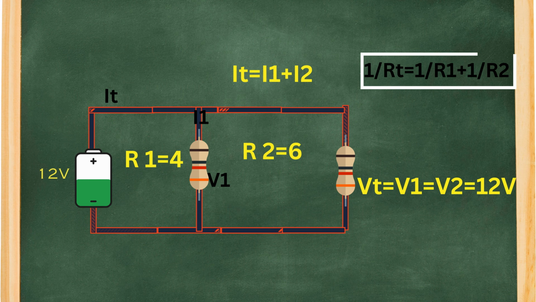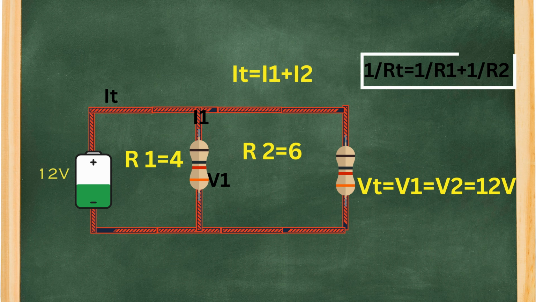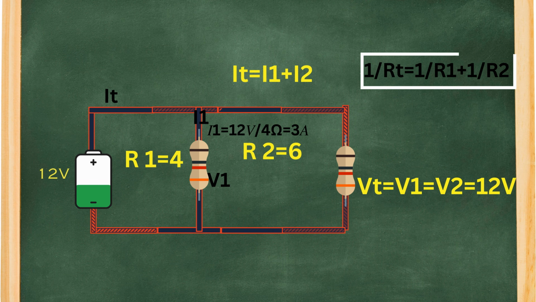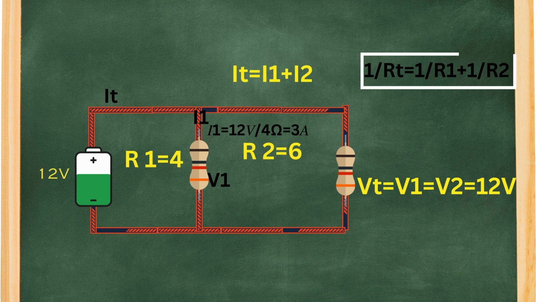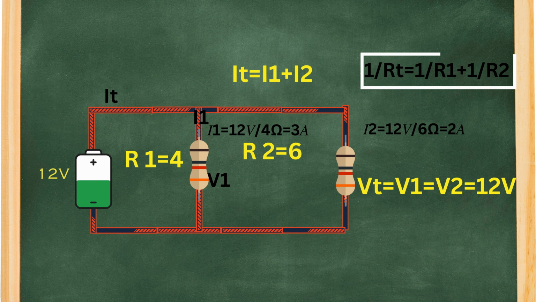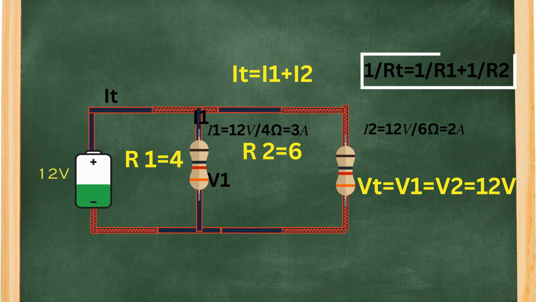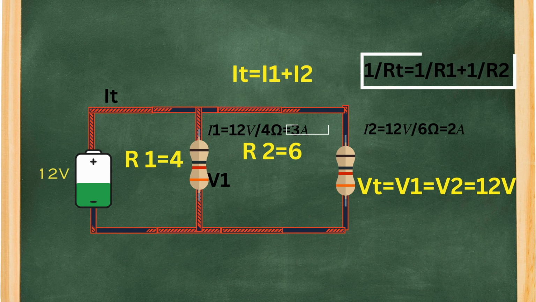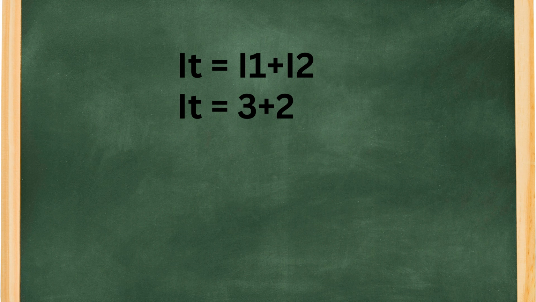The voltage across each resistor is 12 volts. Using Ohm's law, the current through the 4 ohm resistor is I1 equals 12 volts over 4 ohms equals 3 amps. And the current through the 6 ohm resistor is I2 equals 12 volts over 6 ohms equals 2 amps. The total current is 3 amps plus 2 amps equals 5 amps.